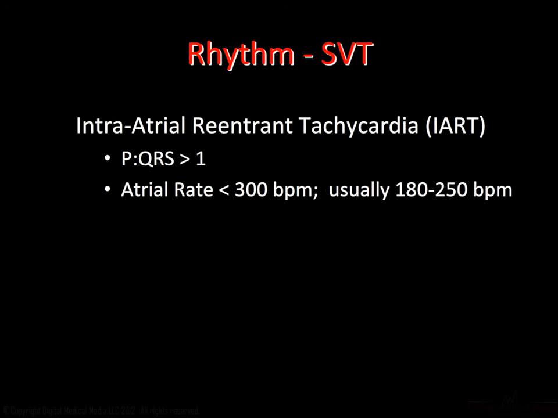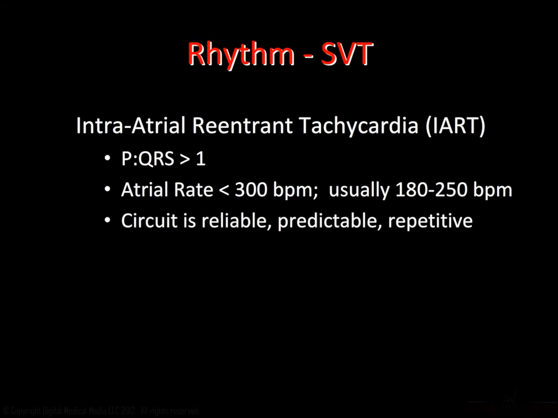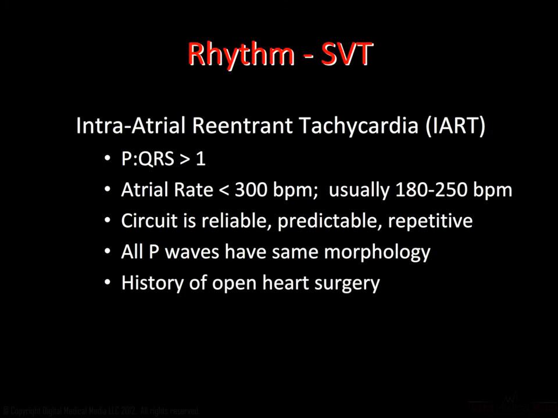This rhythm is also a reentrant rhythm. However, it is not circulating along the route normally prescribed by atrial flutter. It is occurring somewhere else in the atrial tissue. The circuit is reliable and predictable and repetitive. In other words, the electrical conduction pathway is the same for each turn of the rhythm, so that the P waves always look the same. However, the reentrant loop is not going through the bridge of tissue between the inferior vena cava opening and the tricuspid valve annulus. This rhythm is most commonly seen in patients who have had open heart surgery.